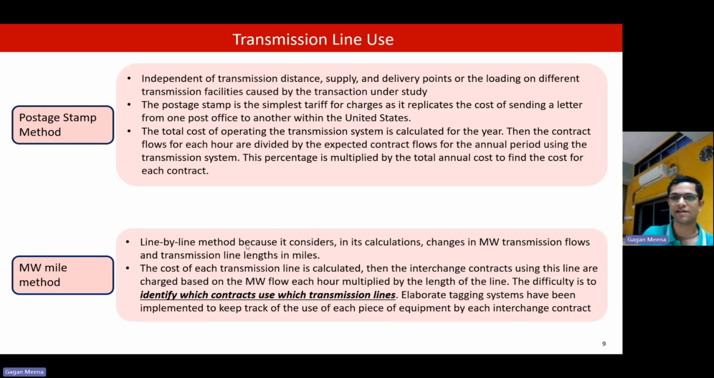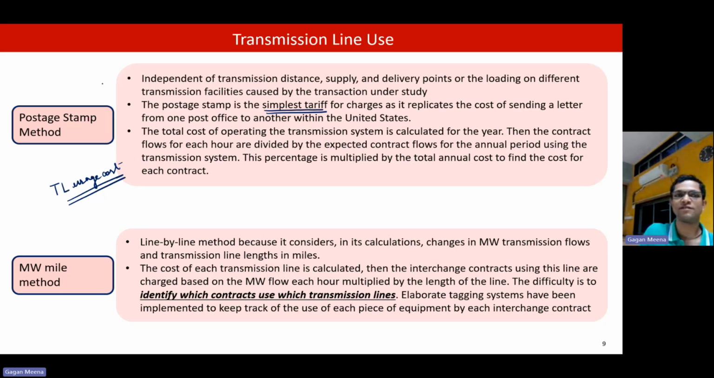So this is the postage stamp method. This is the simplest method to calculate the transmission line usage cost. It is called the postage stamp method because it replicates the cost of sending a letter from one post office to another. Because it's always fixed, right? We go from one place to another.